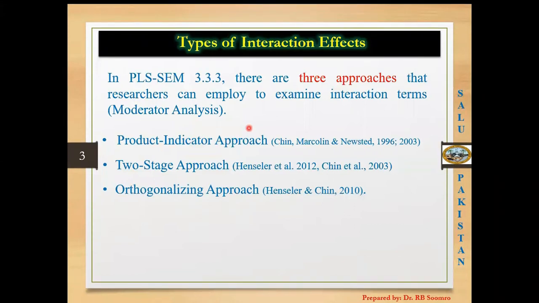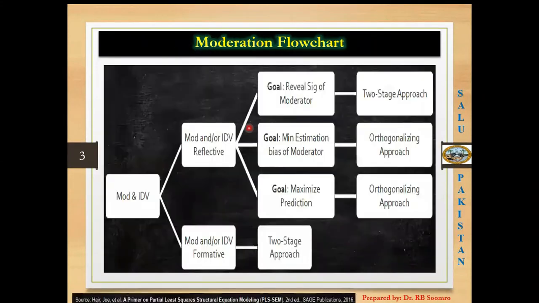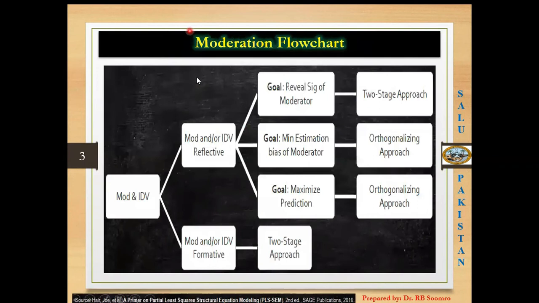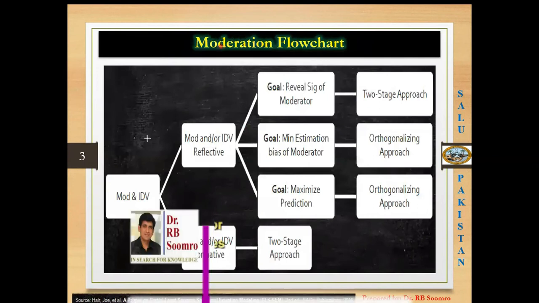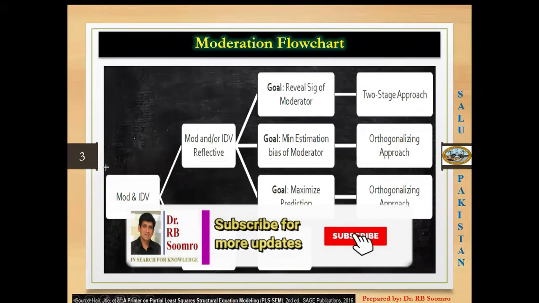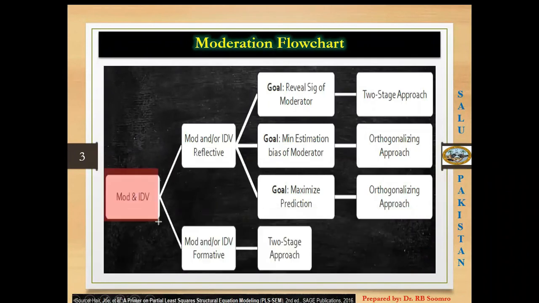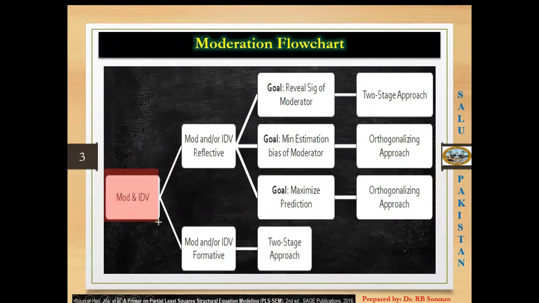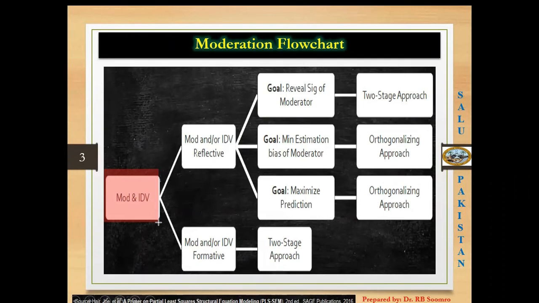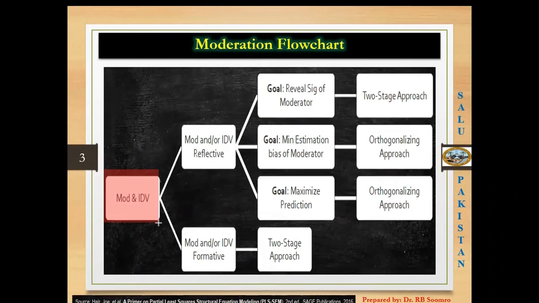Okay, and now I'm going to tell you in which condition a researcher should choose which type of approach. So this is the guideline which can guide you to choose which type of approach from the three available approaches. So first of all, there is a moderator and an independent variable. This story starts from determining the moderator and the independent variable.